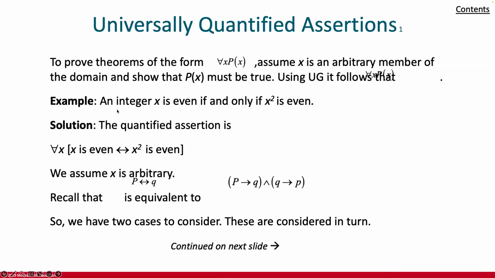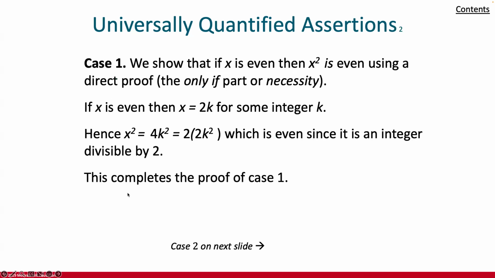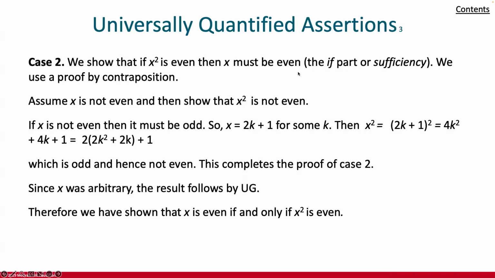And so an example is: an integer x is even if and only if x squared is even. And here is the solution that straddles a couple of pages. We have cases. Here's case 1: we show that if x is even, then x squared is even using a direct proof. Case 2: we show that if x squared is even, then x must be even. We use a proof by contraposition. And so we lay that out, with contraposition looking at that case.